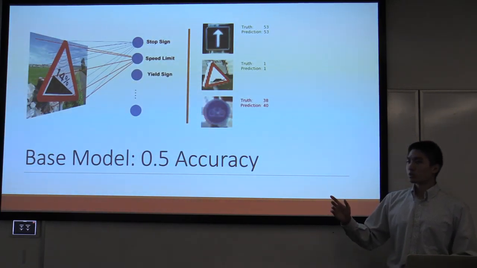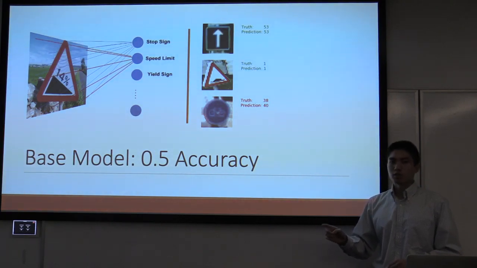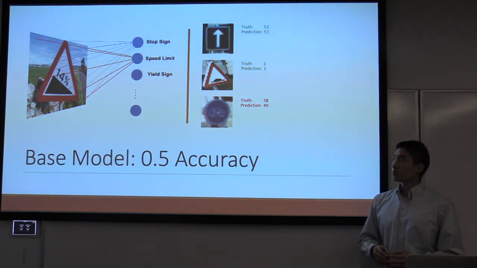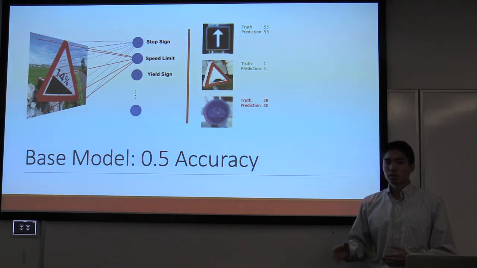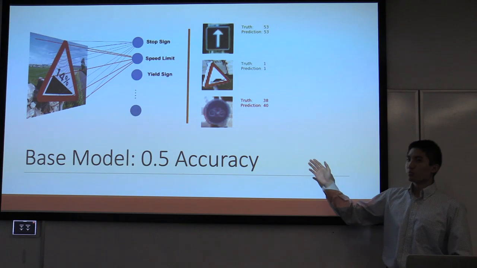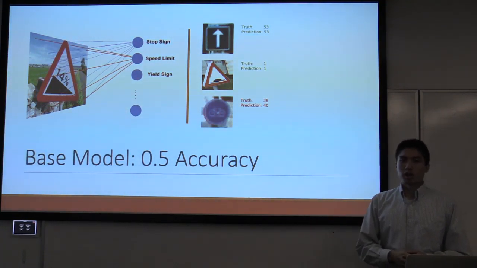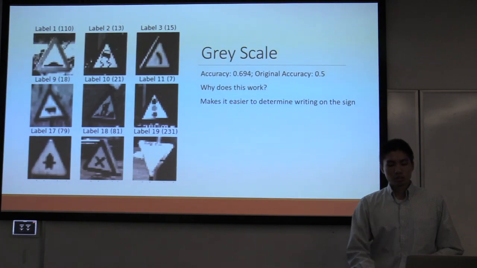On the left is a visualization of my neural network. It has 62 nodes that stand for the 62 sign types. They each look at the picture and determine if it belongs in their category or not. The right shows the model's base score. Out of three different signs, it fails once, and it has an overall accuracy of about 0.5.